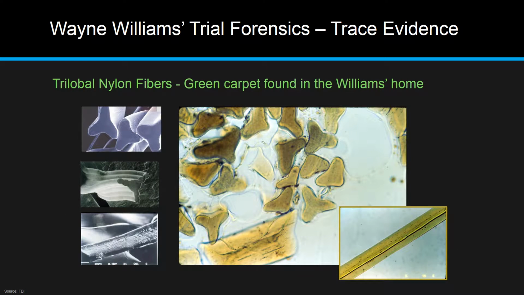In 1981, there were not a lot of rules surrounding the handling or processing of trace evidence. The local law enforcement officials went about collecting the evidence to the best of their abilities. There were several sources of trace evidence found on the bodies of the victims of the Atlanta child murders, but by far the most significant are the yellow-green trilobal nylon fibers believed to be from carpeting found in the Williams home.